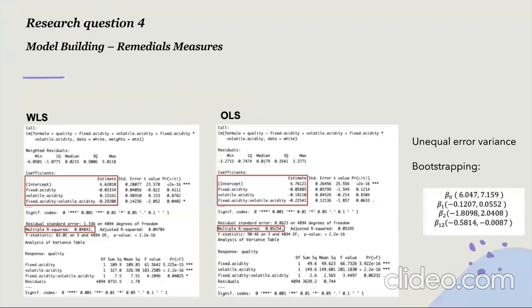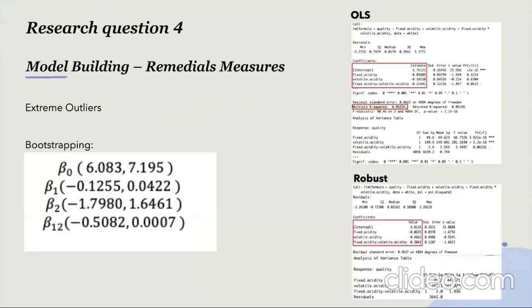Based on that, we also did the WLS and OLS models. We can see that there are differences between the OLS values and the WLS values. To adjust the measures, we also used robust methods and bootstrapping. After the bootstrapping, we can see that beta 1 interact 2 does not equal 0. For this, we reject the null hypothesis and conclude that X1 has a significant impact on the wine quality compared to X2.